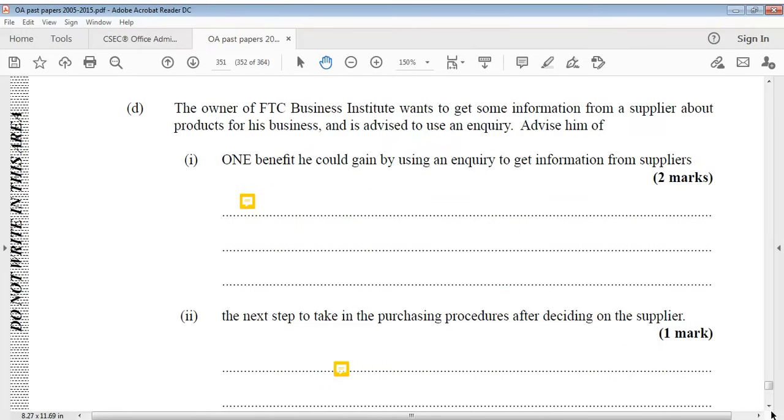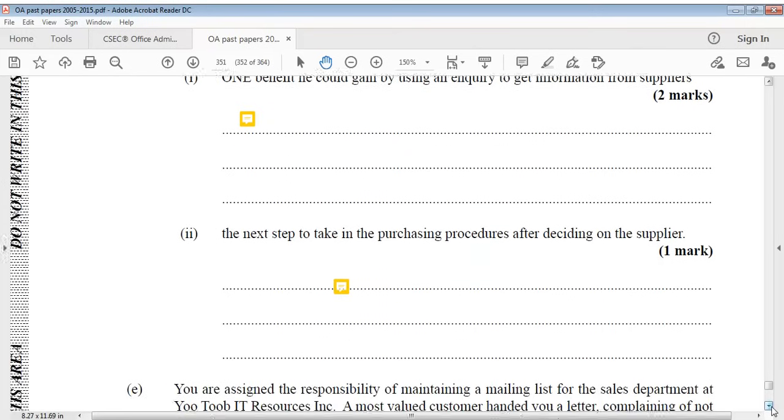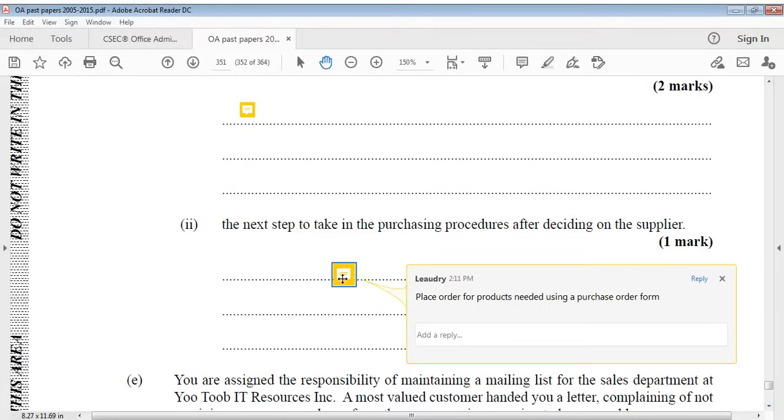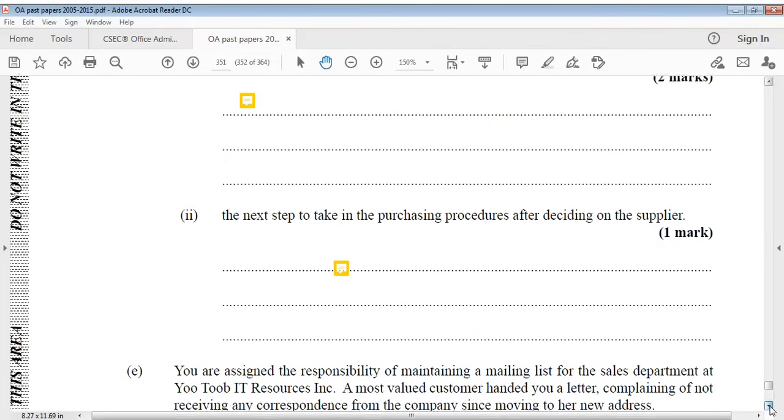Let's move on to the 2nd section of this D question. The next step to take in the purchasing procedures after deciding on the supplier. What's the next step? Place the order for products needed using a purchase order form. So the next step after deciding on the supplier, you go ahead and place the order. All right, that would be your answer.